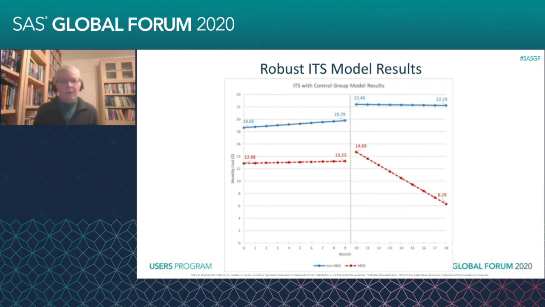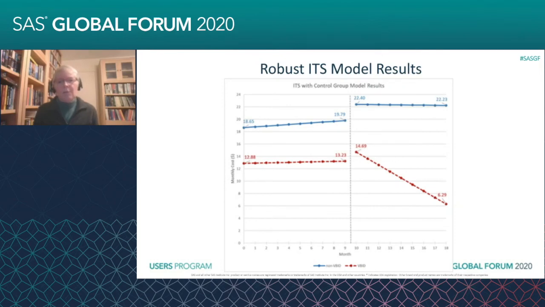In the VBID group, however, we see something that's a little bit different. We see that in their initial 9 months, they didn't really increase all that much. They only went from about $12.88 to $13.23 on average. And so they had a jump, maybe not quite as big as the jump in the non-VBID group, but then their costs started going down dramatically.